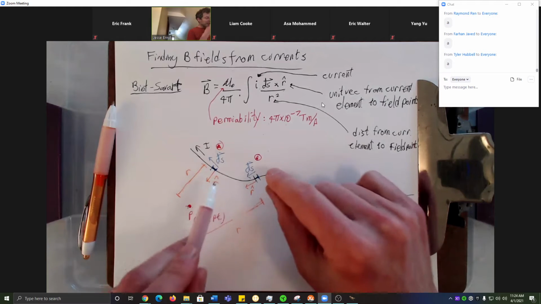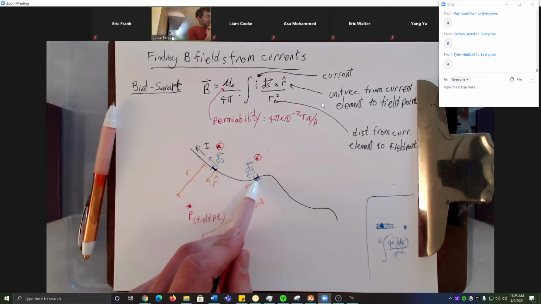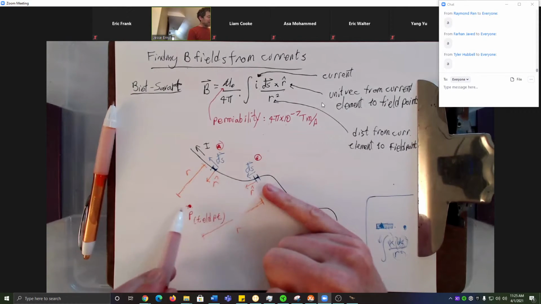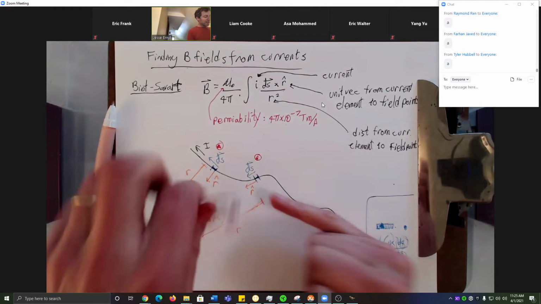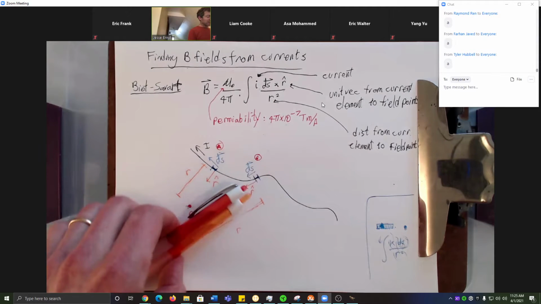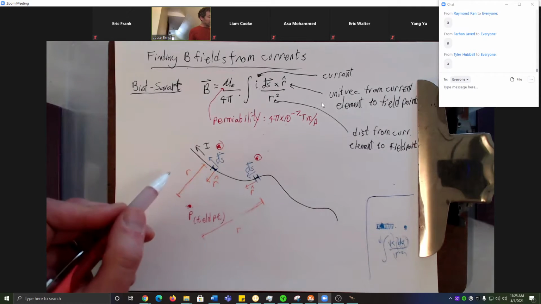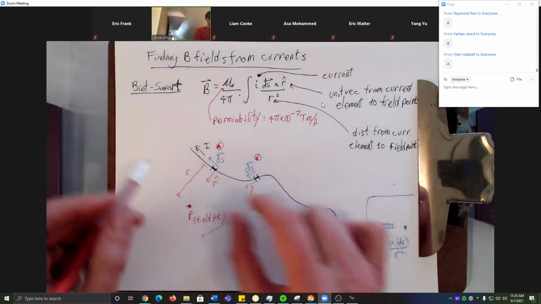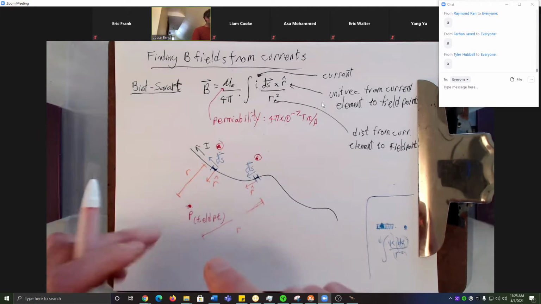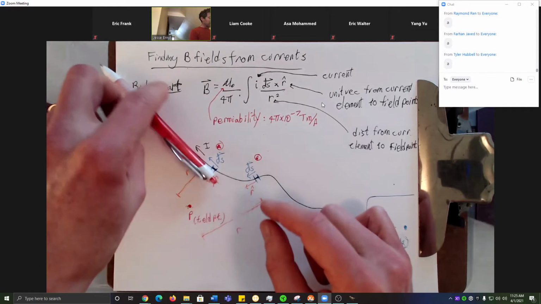But here it also matters the direction of the current relative to the direction from the current to the field point. So for this element, this guy contributes basically 0 to the B field there because ds goes this way and r goes that way. And so ds cross r is nothing because you have sine of 0. This one will contribute, and probably be the biggest contributor, because this element is the closest and it's also perpendicular.